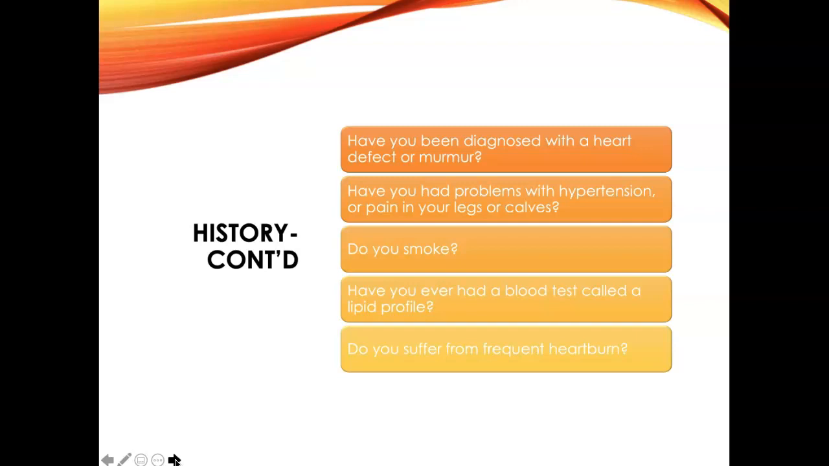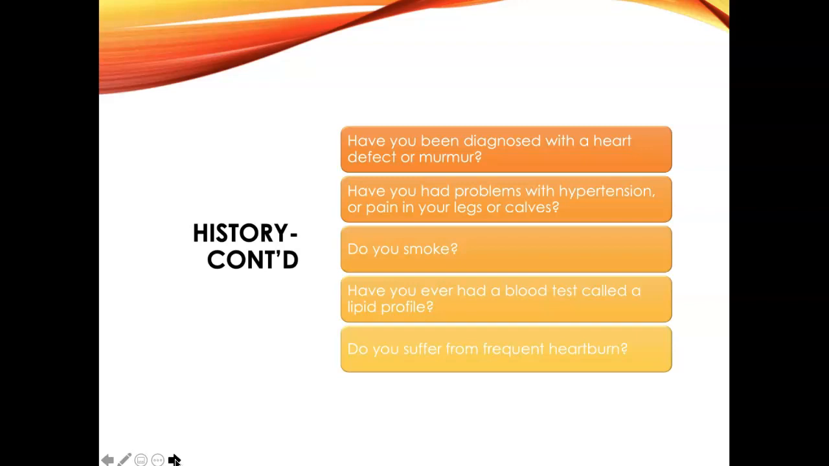Obviously, smoking has a high coincidence of cardiovascular disease and also pulmonary disease. Have you ever had a blood test called a lipid profile? We like to get a nice baseline of our client's lipid profile if we're doing a thorough cardiac assessment. The lipid profile is basically cholesterol levels. That's when you're going to look at the triglycerides and their HDL and their LDL. Remember, really high fatty diets can relate to high cholesterol in the bloodstream, which can leave fatty deposits and lead to cardiovascular disease.